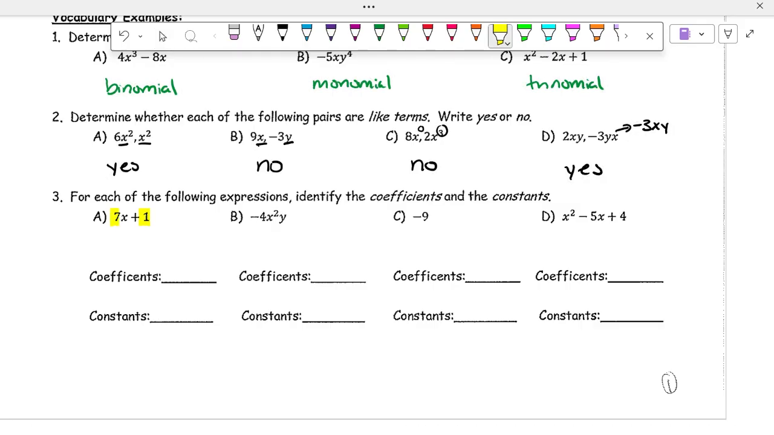So, for each of these, it's a number. For the letter A, will 7 be a coefficient or a constant? It's a coefficient. It's attached to a variable. Is 1 a constant or coefficient? Constant. There is no variable. What about -4, letter B? Coefficient. What about -9? Constant. There's no variable, so it doesn't have a coefficient.